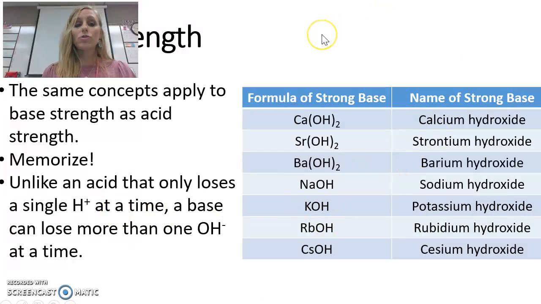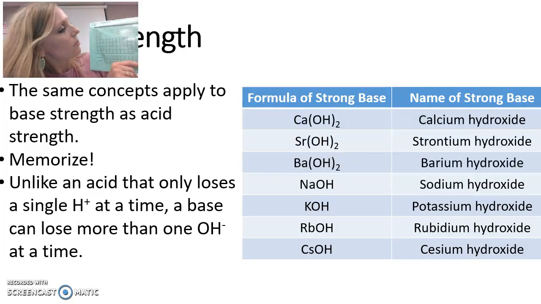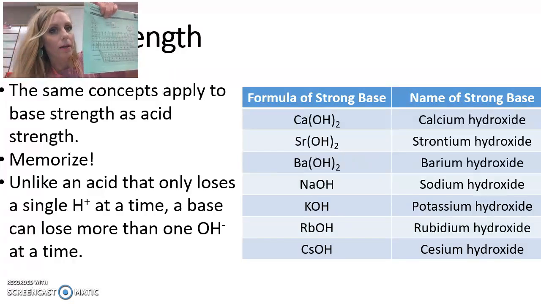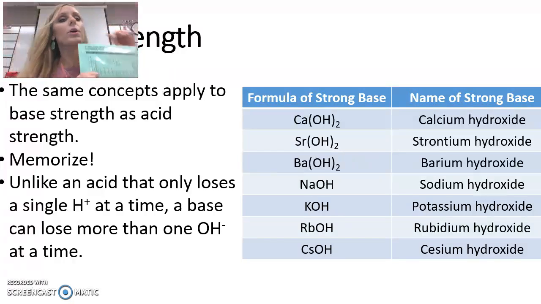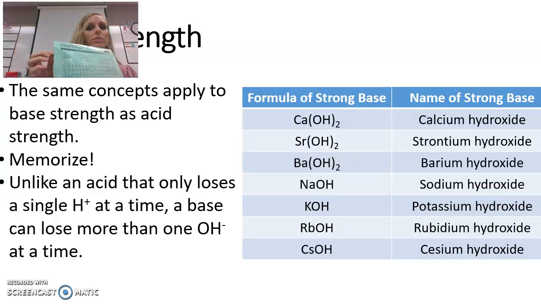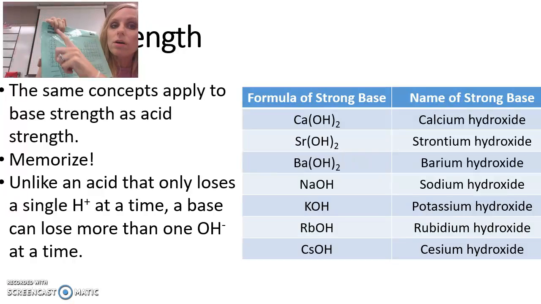Okay, here are your strong bases that you need to memorize. I just wanted to point out that all of those strong bases come from groups 1 and 2. Now, not all of the alkali metals in group 1 are strong, and not all the alkaline earth metals from group 2 are strong bases, but they're dabbled in there. So it starts at sodium, goes down to cesium, and then over to barium, and up to calcium.